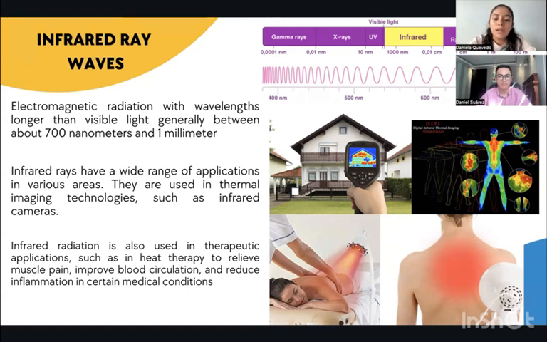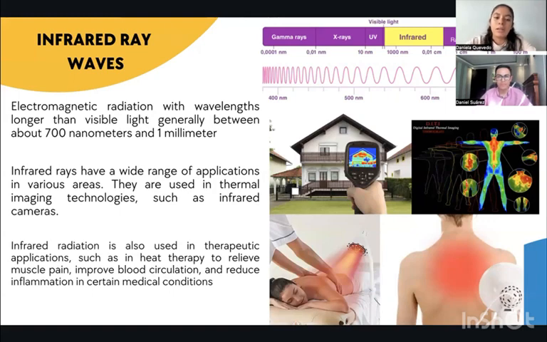They are used in thermal imaging technologies such as infrared cameras, which capture infrared radiation emitted by objects to create images based on the heat that they emit. Infrared radiation is also used in therapeutic applications, such as in heat therapy to relieve muscle pain, improve blood circulation, and reduce inflammation in certain medical conditions.